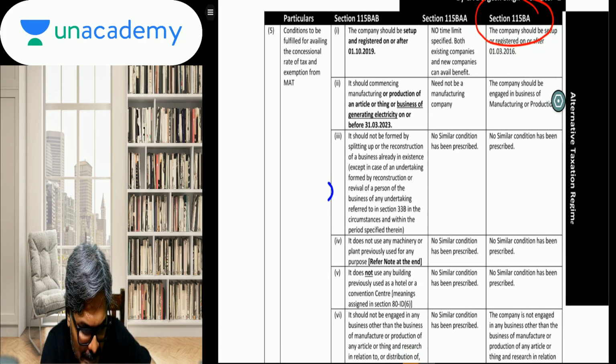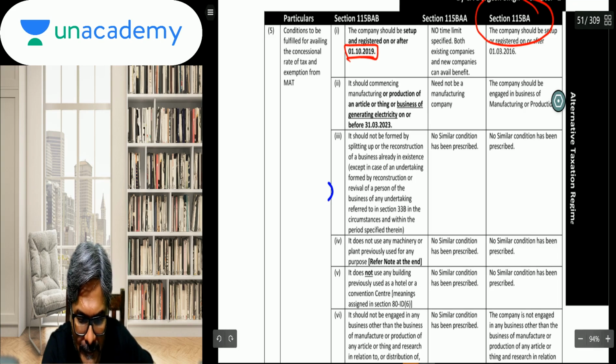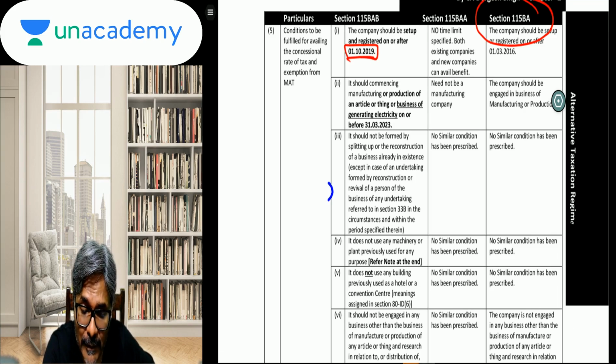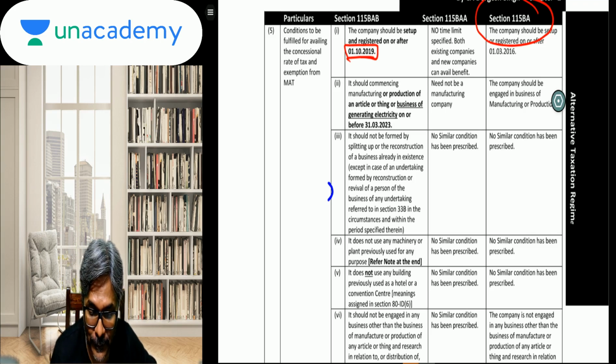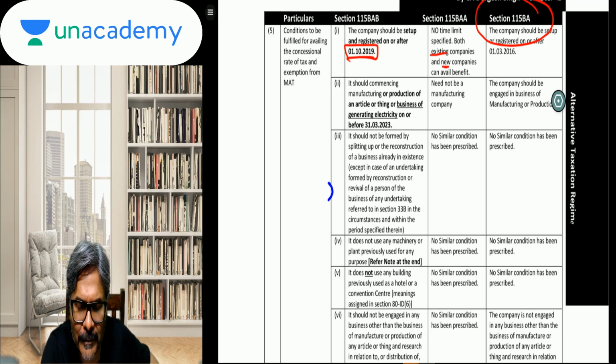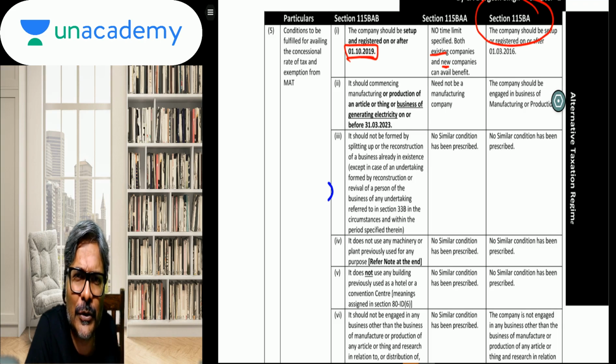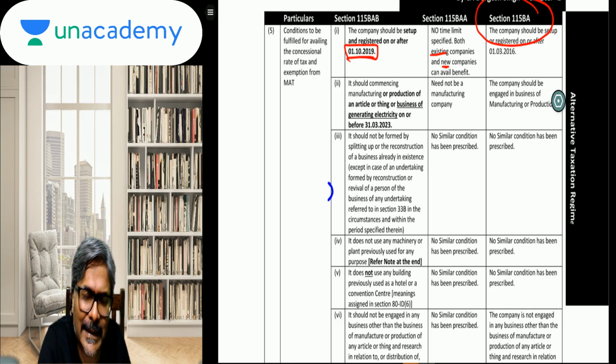The company should be set up and registered on or after 1st of October 2019. That is for this one, newly 115 BAB manufacturing case. Now, if you see for 115 BAA, there is no time limit specified, and therefore both the existing as well as the new companies can avail the benefit. Something, students, I will take you a comparative while I will do my last lecture of alternate tax regime. At that point of time, while I will do individual and HUF, at that stage, I'll do some connection. At that stage, I'll let you know.